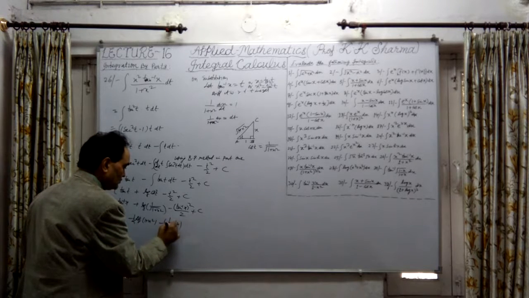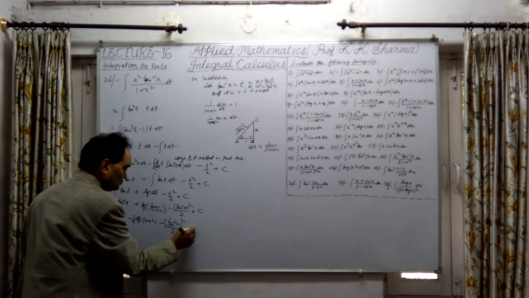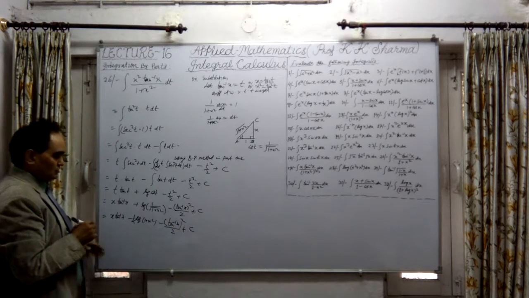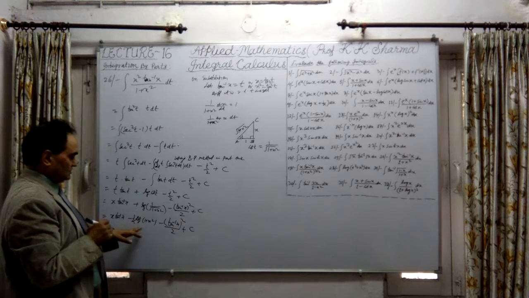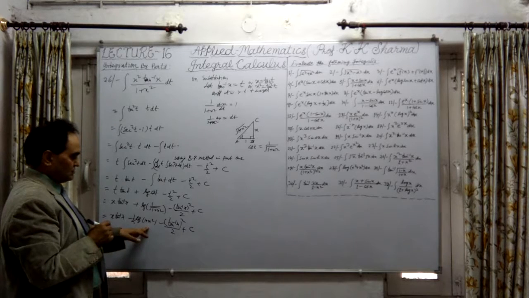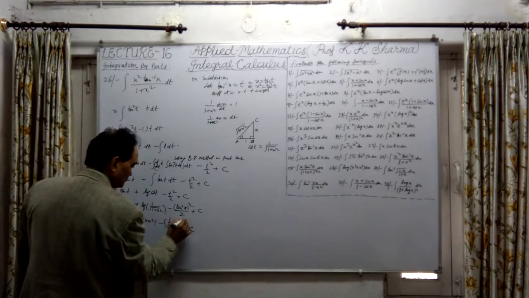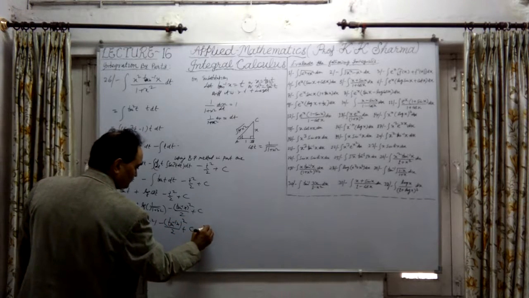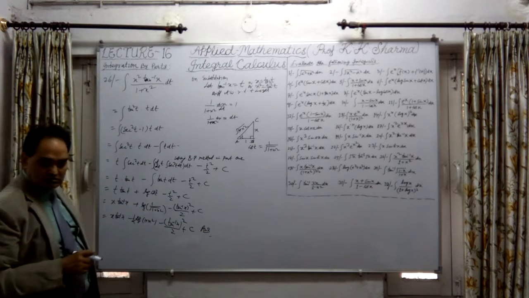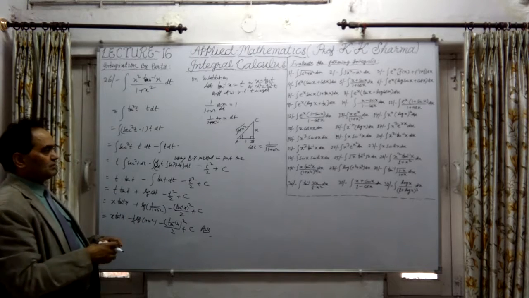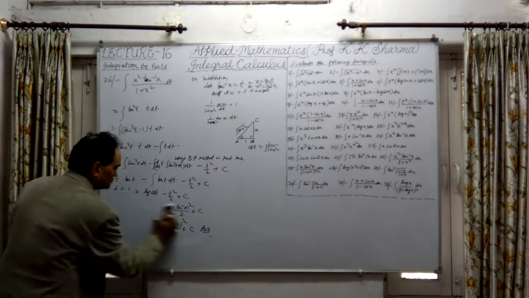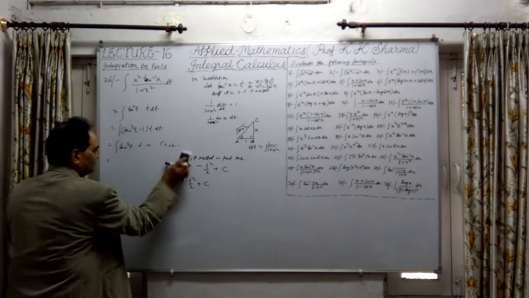Minus tan inverse x whole square upon 2 plus constant of integration. So this is x into tan inverse x minus half log of 1 plus x square minus tan inverse x whole square upon 2. This is the whole square. This is the final answer. So we have done question number 26. Now let's talk about the 27th question.